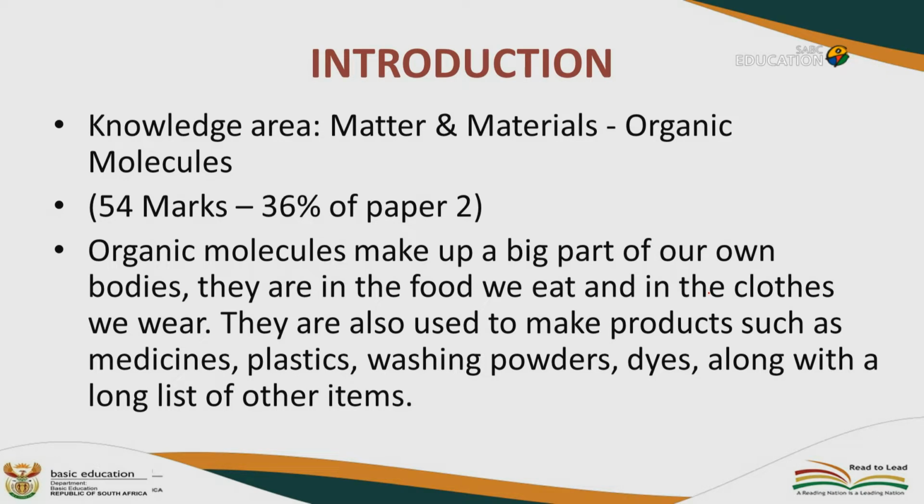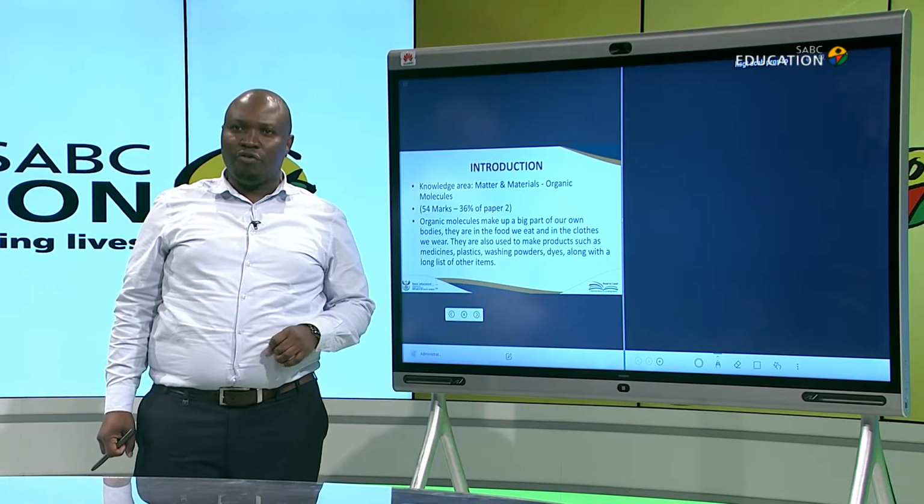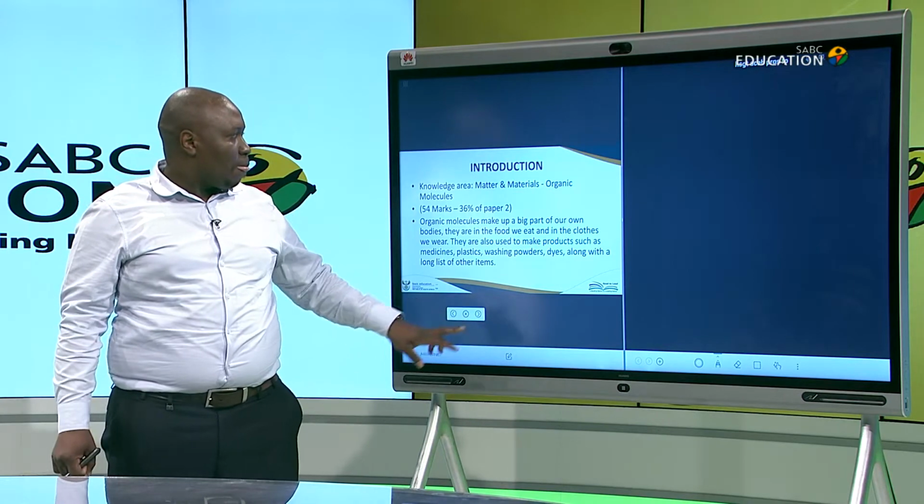And we are saying organic chemistry is very important because it makes up a big part of our own bodies. They are in the food that we eat, in the clothes we wear. They are also used to make products such as medicine, plastics, washing powders, dyes, along with a long list of other items. So it is very important for us to do organic molecules. It will have 54 marks, which is 36% of paper 2.